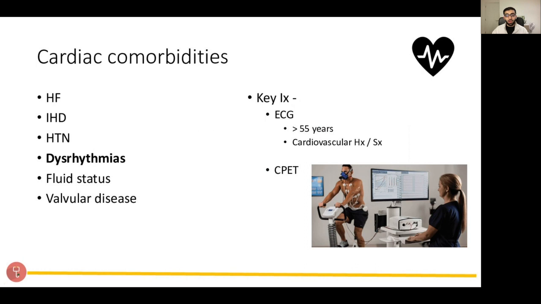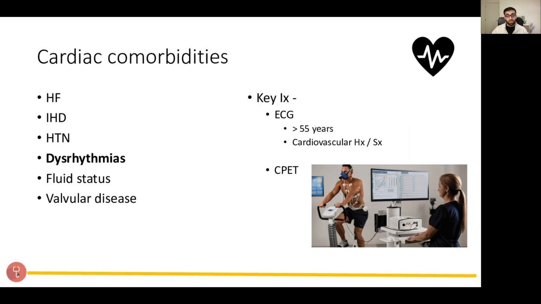So if we just take a look at some of the comorbidities that patients can have. Firstly, cardiac is one of the most important systems to consider. Heart failure is really important to consider because it limits the ability of the heart to respond under stress and during anesthesia. And it's one of the most important comorbidities to consider before surgery. Ischemic heart disease is also important to consider because having prior ischemic heart disease increases the likelihood that a patient will have an ischemic event during surgery.